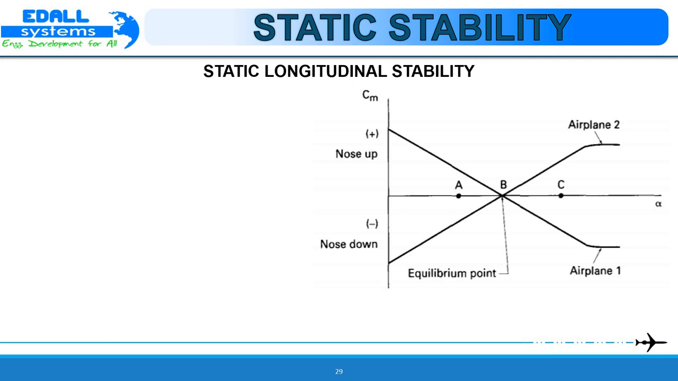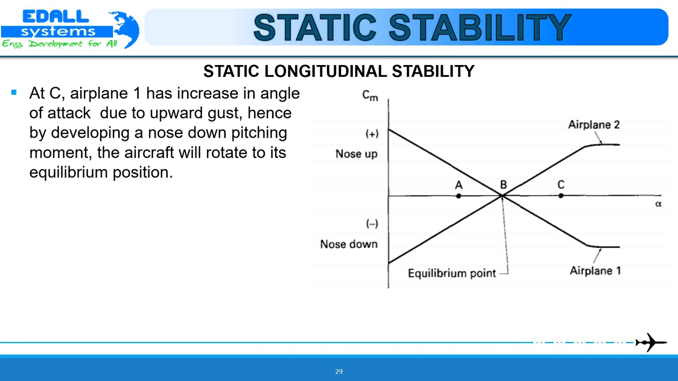Now let us consider two aeroplanes and their respective pitching moments as shown. The pitching moment curve is considered to be linear until the wing is close to stalling. Here, both aeroplanes are flying at a trim equilibrium point B. Suppose the aeroplane suddenly encounters an upward gust such that the angle of attack is increased to point C. At C, aeroplane 1 would develop a negative nose-down pitching moment that would tend to rotate the aeroplane back towards its equilibrium point. However, for the same disturbance, aeroplane 2 would develop a positive nose-up pitching moment that would tend to rotate the aeroplane away from the equilibrium point.